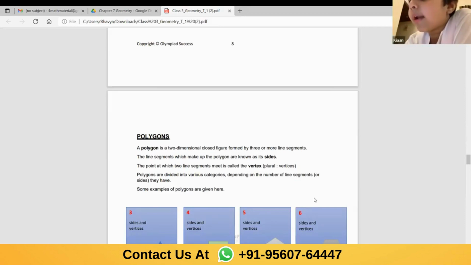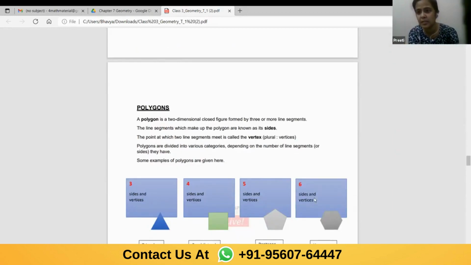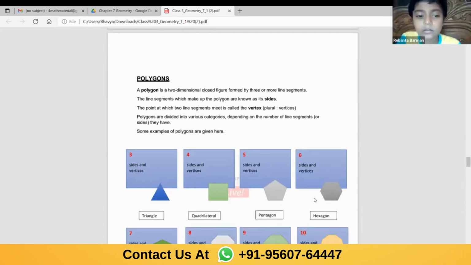Ma'am, what is a quadrilateral? I'm going on to that. Yeah, you'll have to wait. Yes, what is it? Ma'am, can it be like a square or rectangle? Yes, I'm going on to that. Let me teach. You'll get to know.